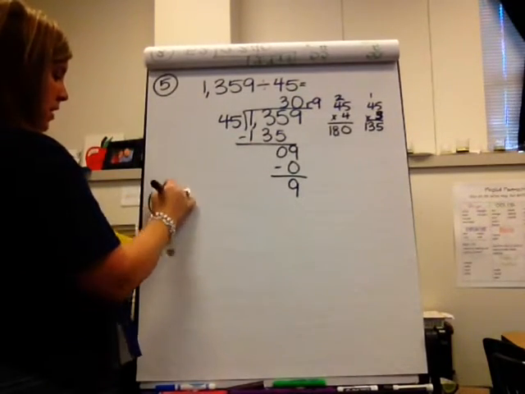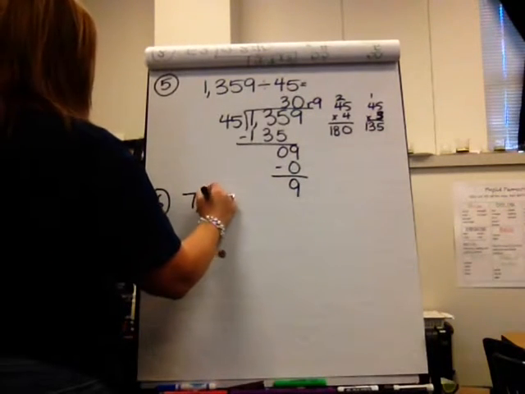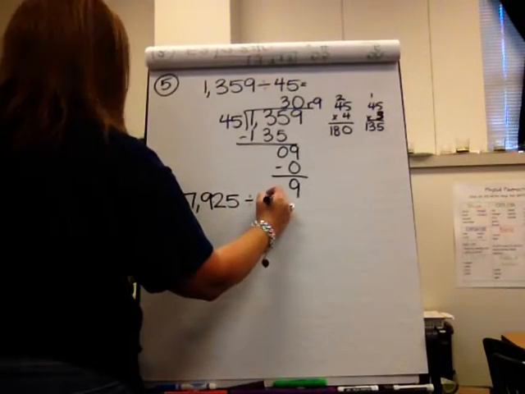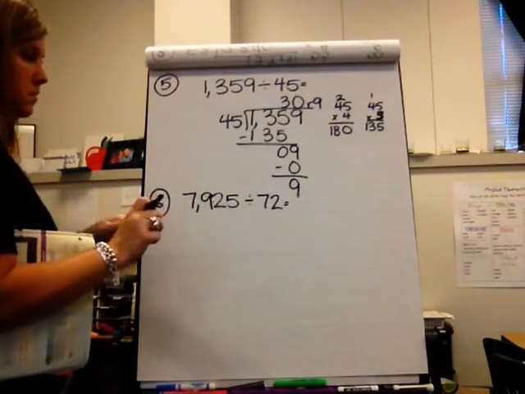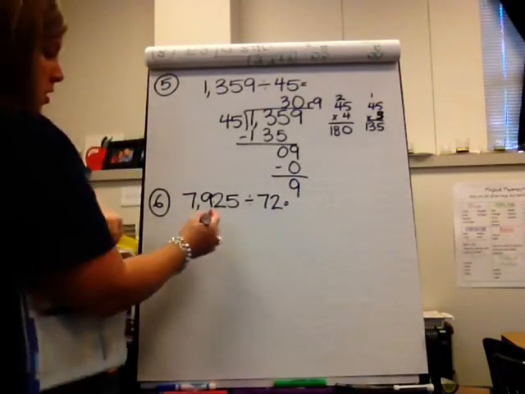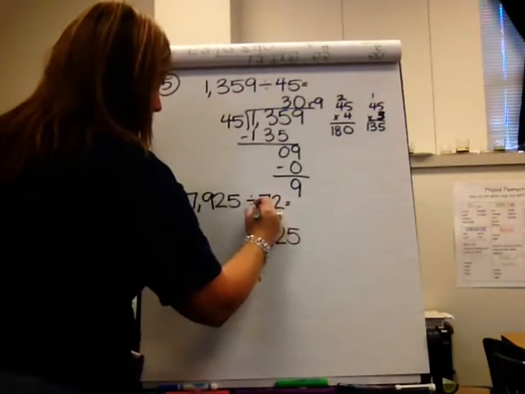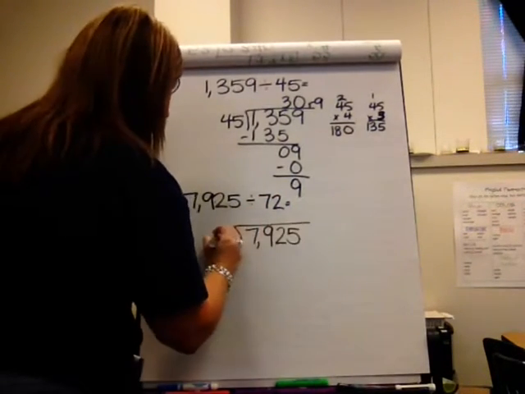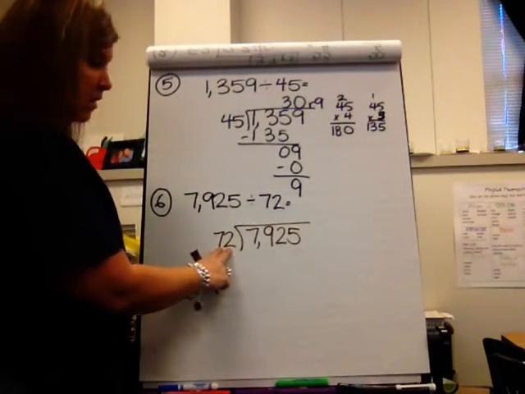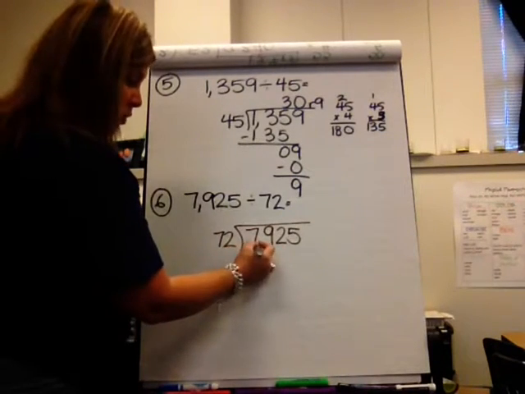Okay. Number 6. 7,925 divided by 72. Okay, do a different color. So I got to write it inside out. 7,925 divided by 72. Okay, well look right here. I could do, how many times does 70 go into 80 or 72 go into 79? That's 1. So again, I'm doing this.